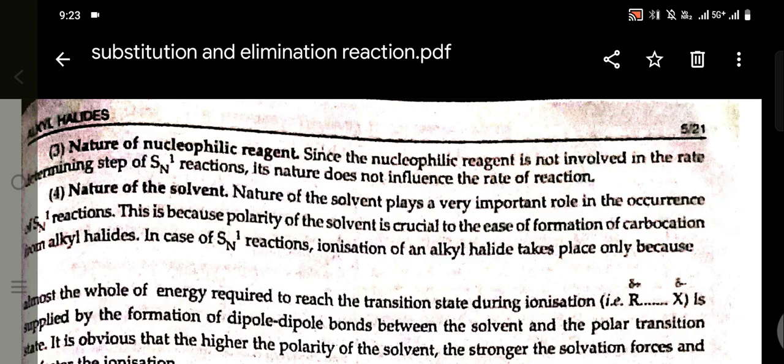Third one is the nature of nucleophilic reagents. Since the nucleophilic reagent is not involved in the rate determining step of SN1 reaction, its nature does not influence the rate of reaction. Nature of the solvent. Nature of the solvent plays a very important role in the occurrence of SN1 reactions. This is because polarity of the solvent is crucial to the ease of formation of carbocation from alkyl halides. In case of SN1 reaction, ionization of an alkyl halide takes place only because almost the whole of the energy required to reach the transition state during ionization is supplied by the formation of dipole-dipole bonds between the solvent and the polar transition state. It is obvious that the higher the polarity of the solvent, the stronger the solvation forces and the faster the ionization.